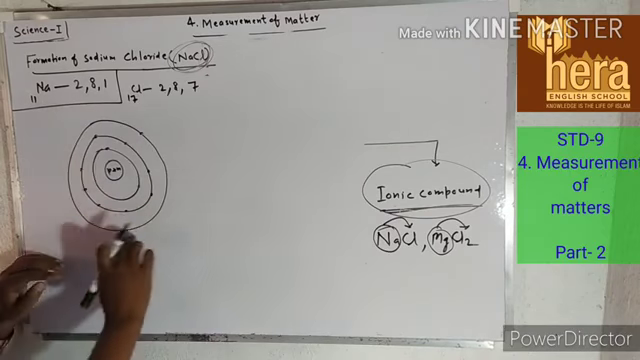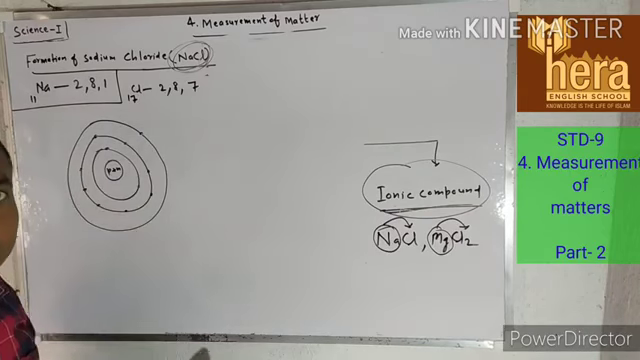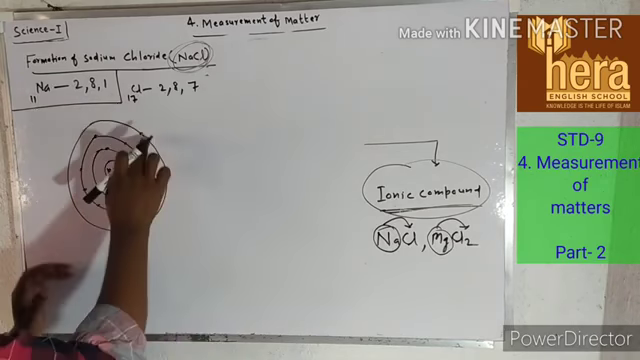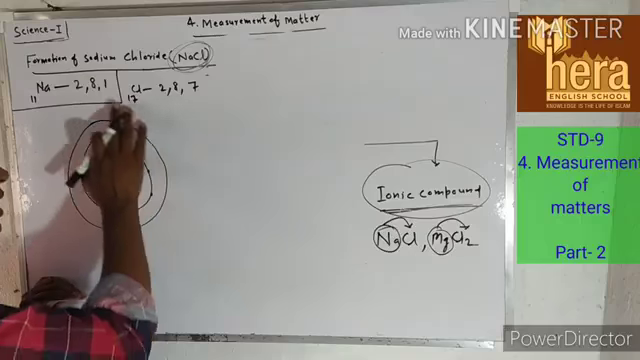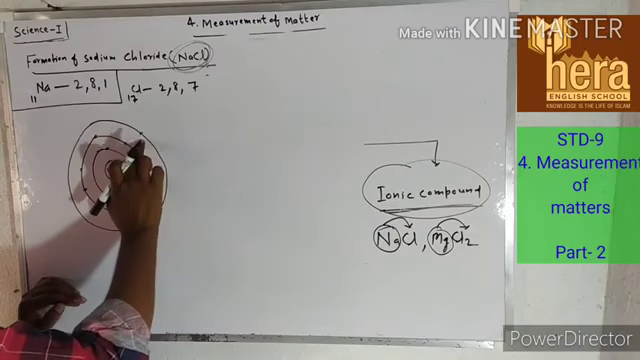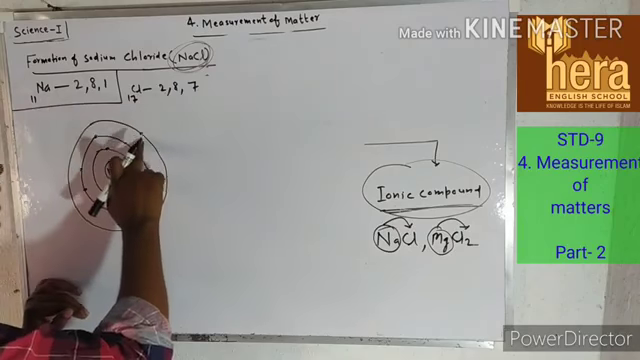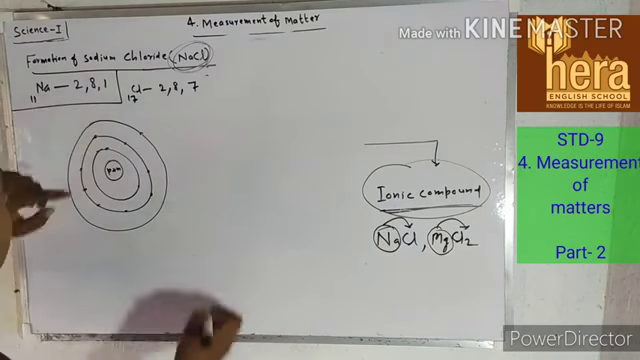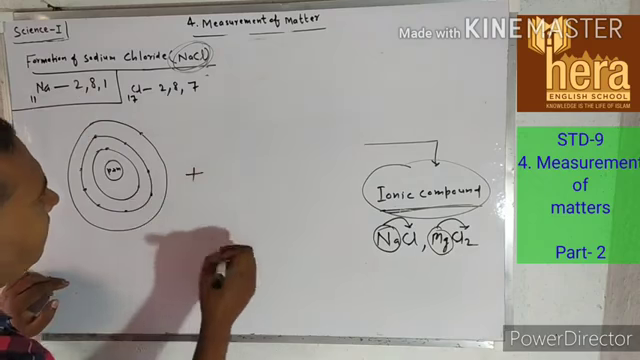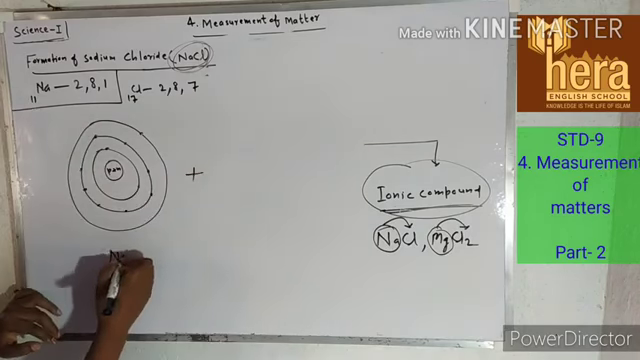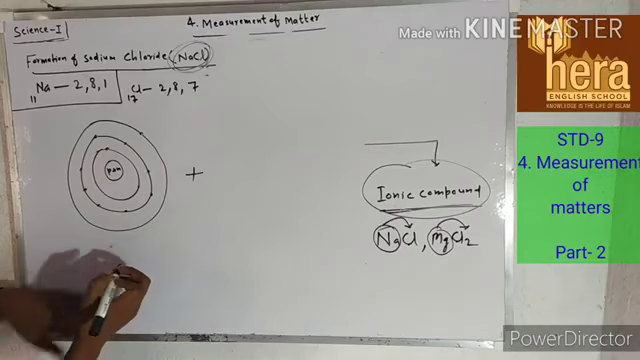The last orbit is called the valence shell, and the electrons present in the valence shell are called valence electrons. So there is only 1 valence electron in case of sodium atom, plus chlorine atom. This is the sodium atom.